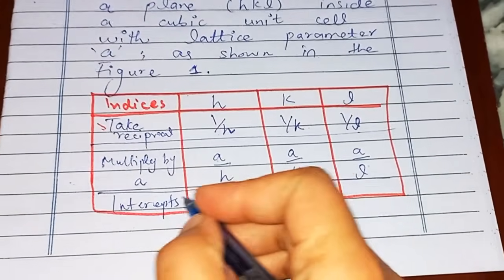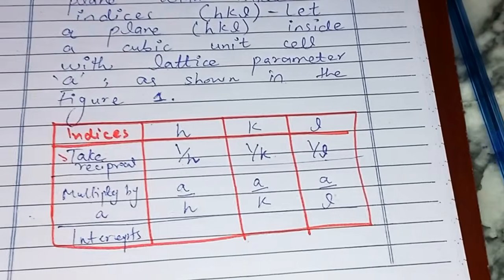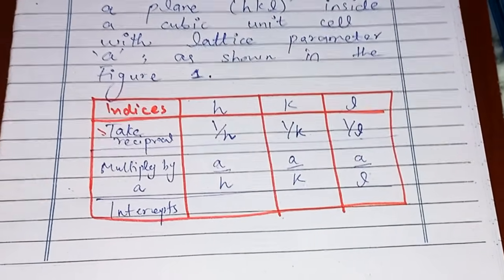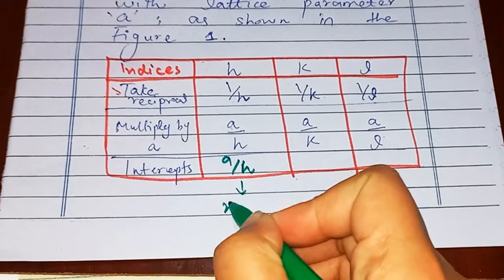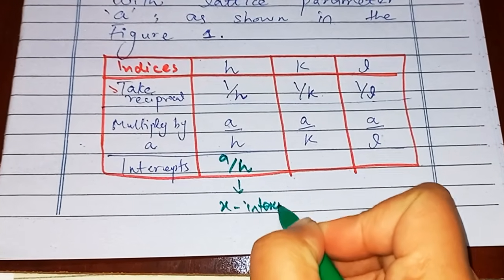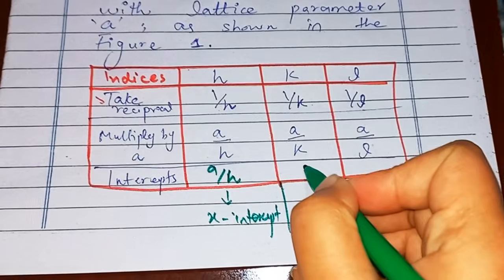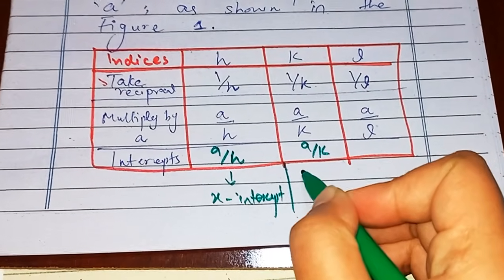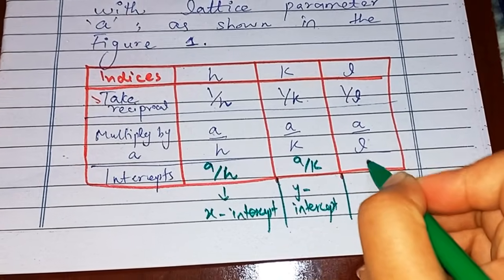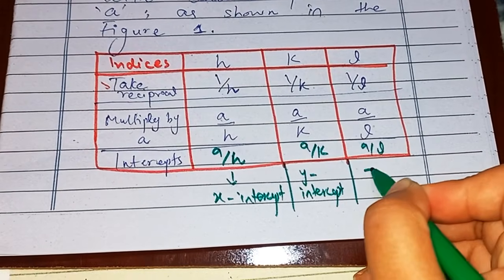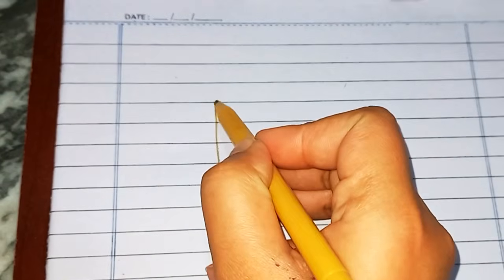So now we have got the intercepts. It's a by h as the x-intercept. Then we have a by k, which is the y-intercept. And a by l is the z-intercept. Let's draw this plane inside the cubic unit cell.